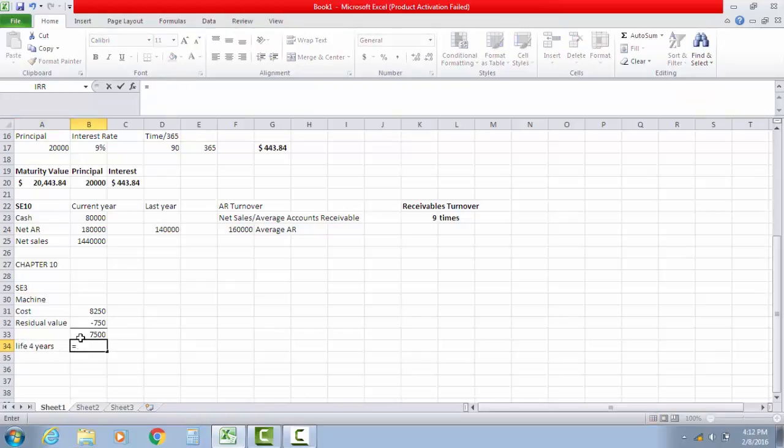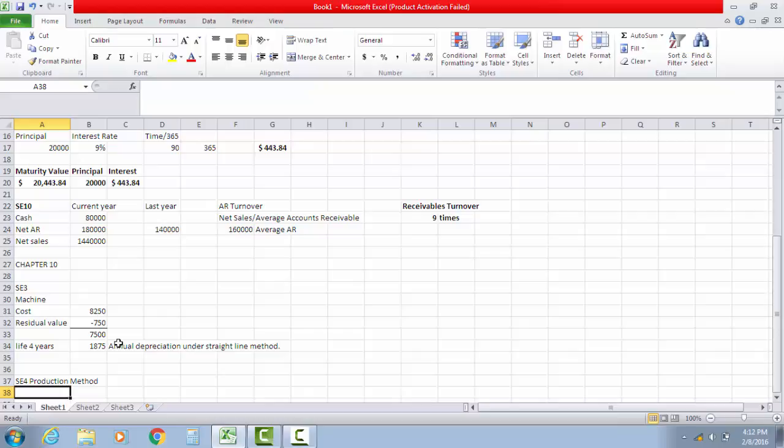So the annual depreciation is the 7,500 divided by 4. So the $1,875 is the annual depreciation under straight line. So now on SE 4, let's take a look at the production method.